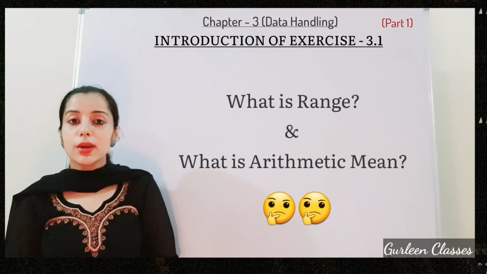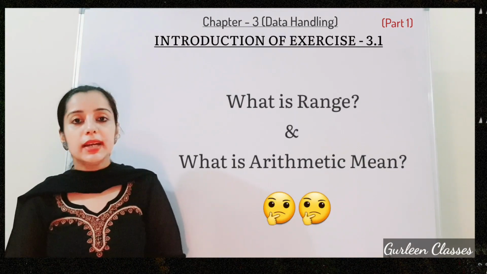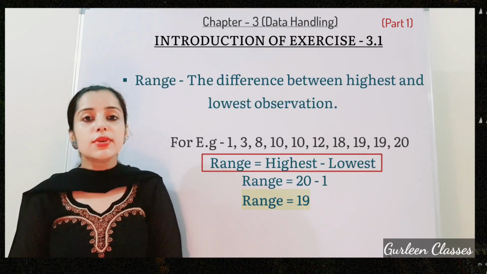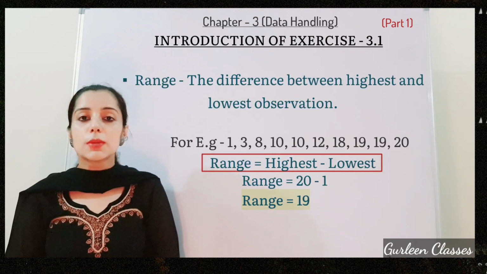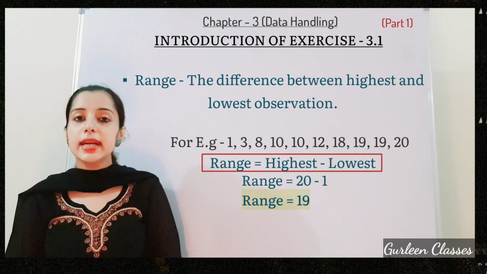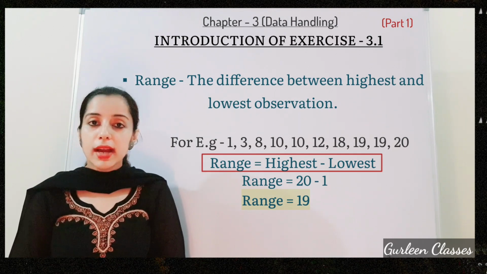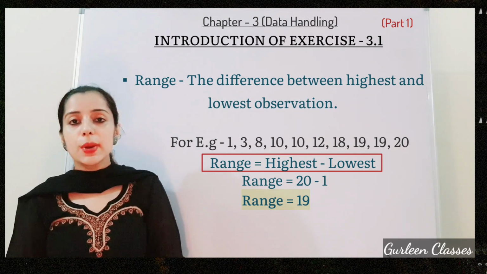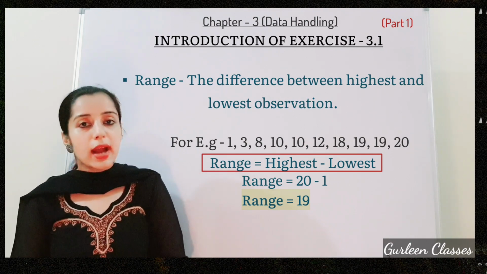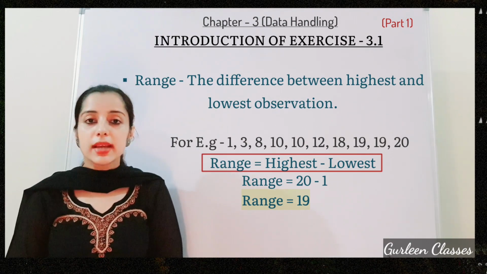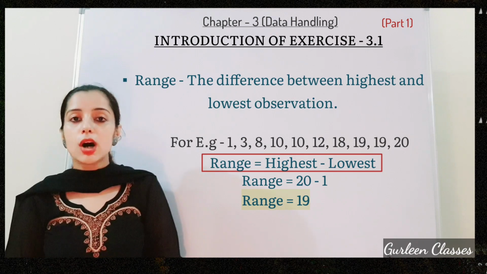So let us start with part 1, exercise 3.1, which is based on range and arithmetic mean. So let's begin. Now you all must be wondering, what is range and what is arithmetic mean? Range is the difference between the highest and the lowest observation. Suppose any data is given to you. You have to find out which is the highest value and which is the lowest value. Then find out the difference, highest minus lowest. So that will be your range.